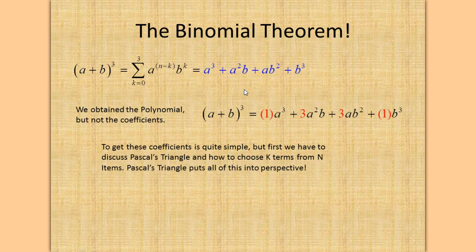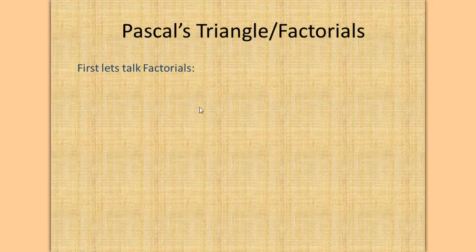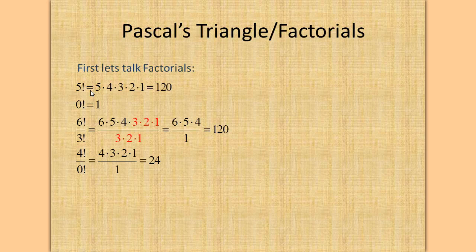To get these coefficients is quite simple, but first we have to discuss Pascal's triangle and how to choose k terms from n items. Pascal's triangle puts all of this into perspective for us. First, let's talk about factorials. 5 factorial is equal to 5 times 4 times 3 times 2 times 1. That equals 120. 0 factorial is equal to 1.